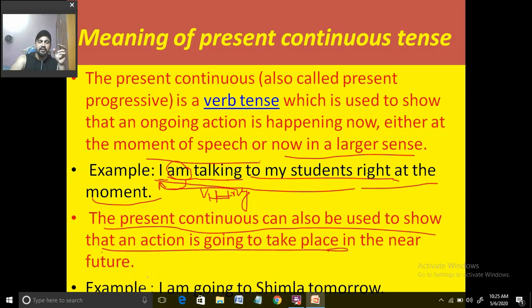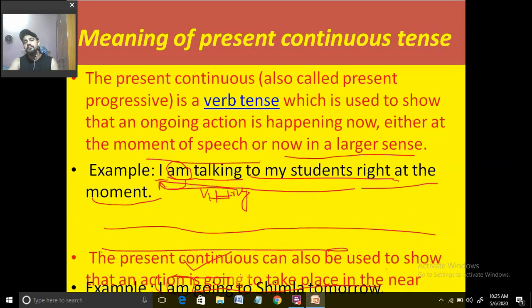They are trying to say that if the sentence is "I am going to Shimla tomorrow," here you can see that the action is going to happen tomorrow, so that is in the near future. The construction is the same, "I am going" is v1 plus ing, so that combination of is, am, are plus v1 plus ing, or present participle, means the tense is the present continuous tense, but it is actually telling us about the near future.